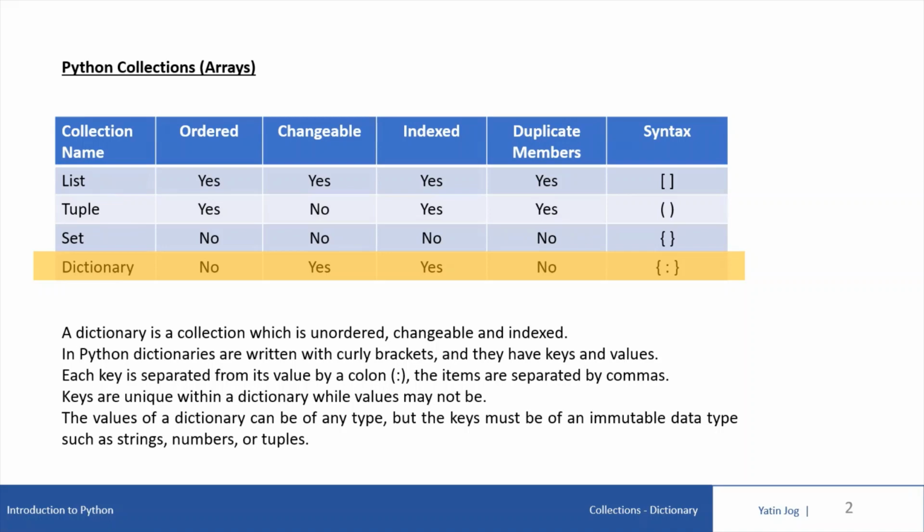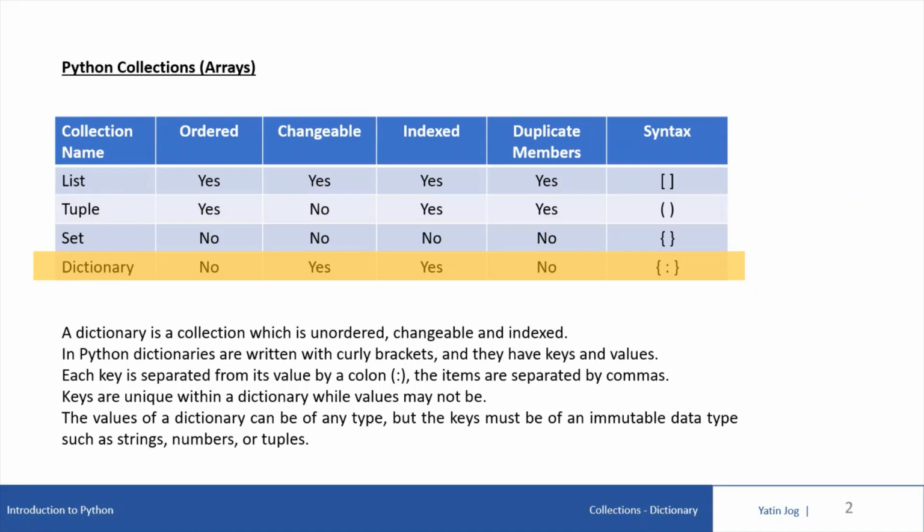So in Python, dictionaries are written with curly brackets, and they have keys and values. Each key is separated from its value using a colon, and the items are separated by commas if you have multiple values. Now the keys are unique in nature.